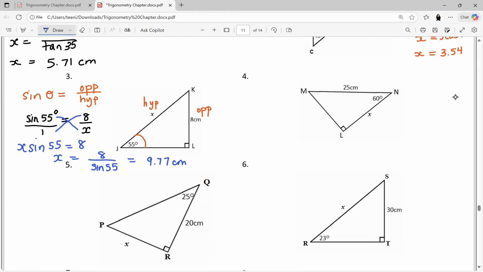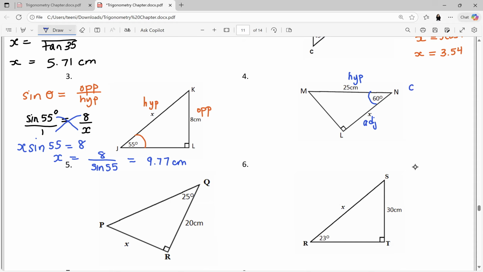All right, I'm going to do number 4. In number 4, we have our angle of reference over here. Remember, the sides that we're interested in are only the given side and the side we want to find. So the given side is 25, which is opposite the right angle, so that is your hypotenuse. And the side adjacent to your angle of reference is x. So the ratio that uses adjacent and hypotenuse is cosine.